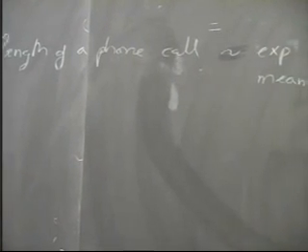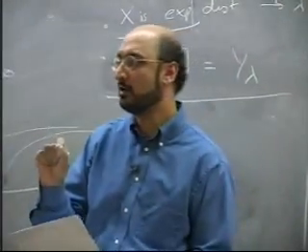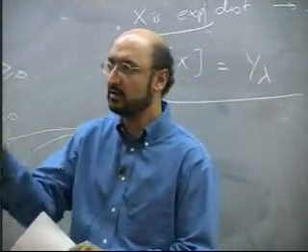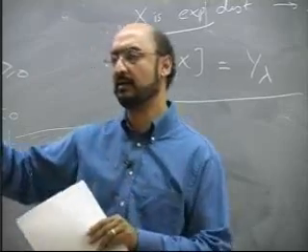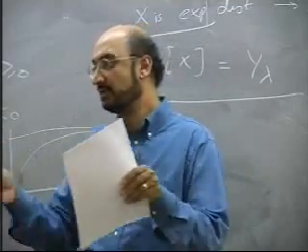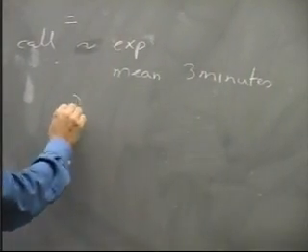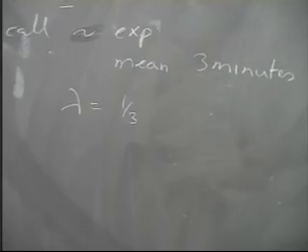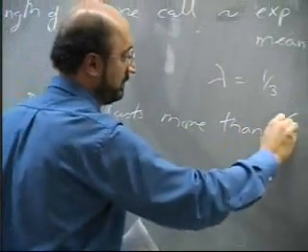It's a continuous variable, and think of the geometric analogy. In the geometric case, we have success and failure. Let's say that failure means the call did not terminate, and success means it did terminate. In the geometric case, we say did not terminate, did not terminate, did not terminate, terminated. In the exponential case, it continues, continues, continues, and then it stops. So the length of the phone call is exponential with mean 3 minutes, and we can immediately say that the lambda for this is 1 over 3. So I can ask, what is the probability that the call lasts more than 6 minutes?